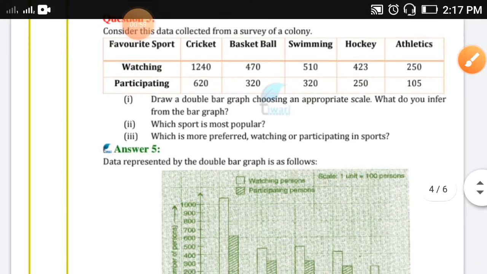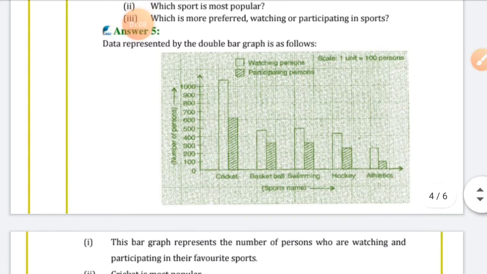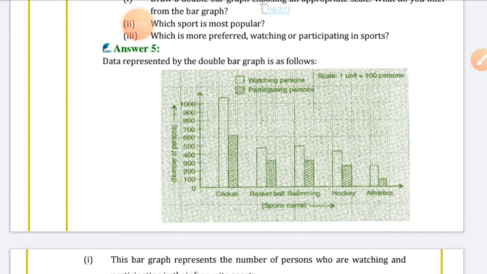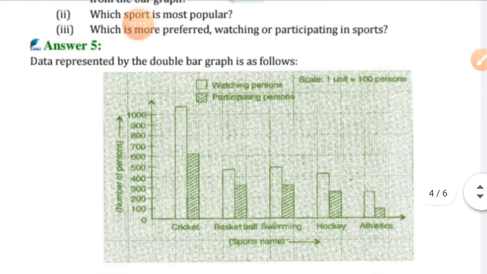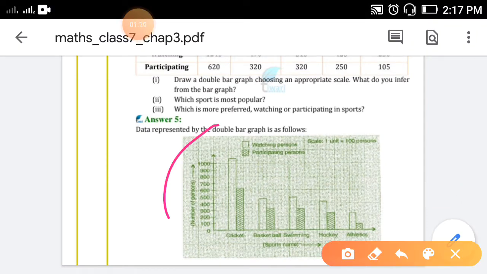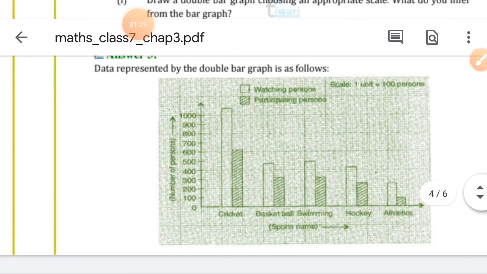Question number 1. Draw a double bar graph choosing an appropriate scale. What do you infer from the bar graph? First of all, you have to draw the bar graph and write what this graph is about. Numerical data we generally write on the y-axis, and sports names on the x-axis. I have explained in the previous video lecture how to draw a bar graph and scale.